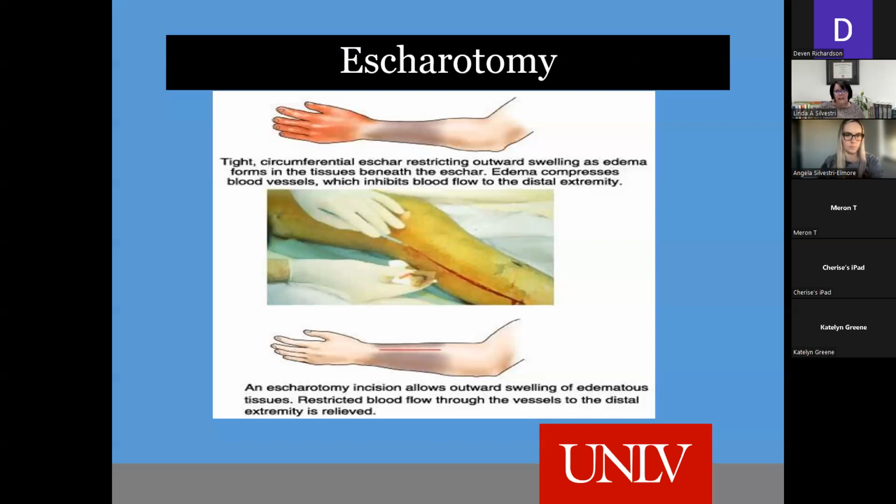And so maybe this will help you if you should have questions on escharotomy on the exam. But think about that circumferential. And when you see that, think about constriction, and that might help you because you're worried about blood flow to that extremity.